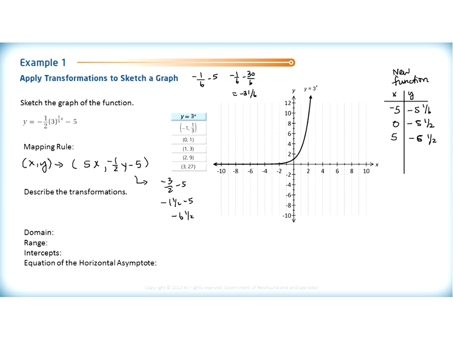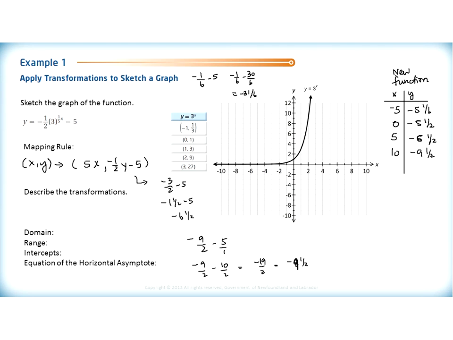And let's continue. Plugging in 2 and 9, 5 times 2 is 10. Plugging in 9 for my value of y, that's going to give me negative 9 over 2, subtract 5. If you want, we can rewrite it like this: negative 9 over 2, subtract 10 over 2 is negative 19 over 2, which of course is negative 9 and 1/2.